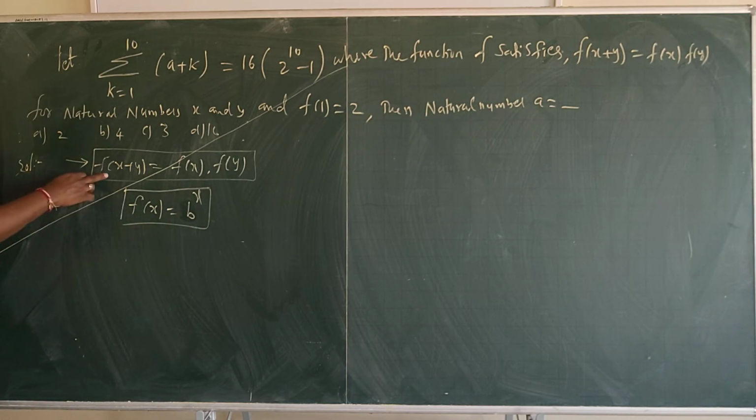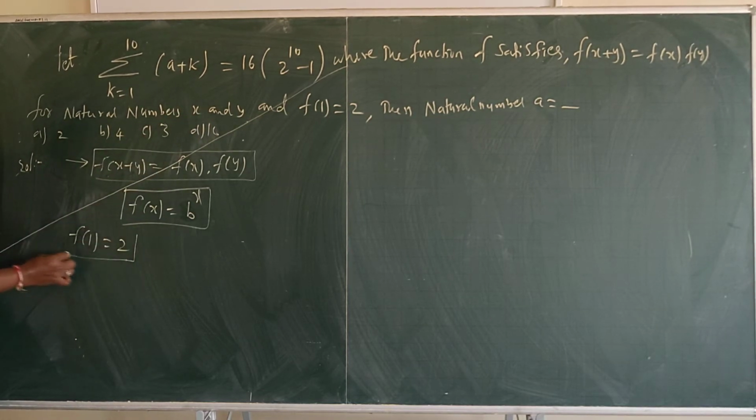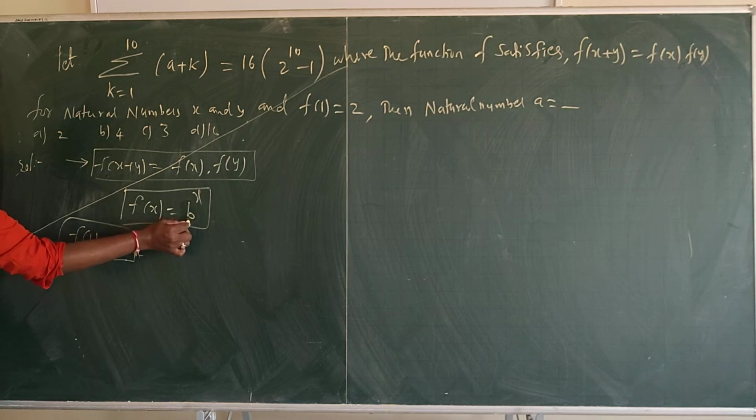When they have given f of x minus y, with log, f of x minus f of y, then you have to take the function in log. In multiplication you have to take it in exponential, like the conditions I have given. So f of x plus y can be taken in exponential form, f of x is equal to b power x, and they have given that f of 1 is equal to 2. So I can find this constant now.